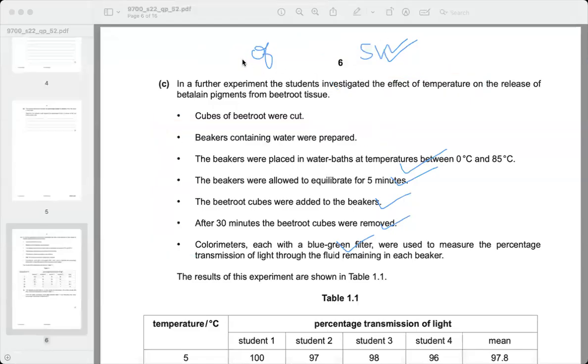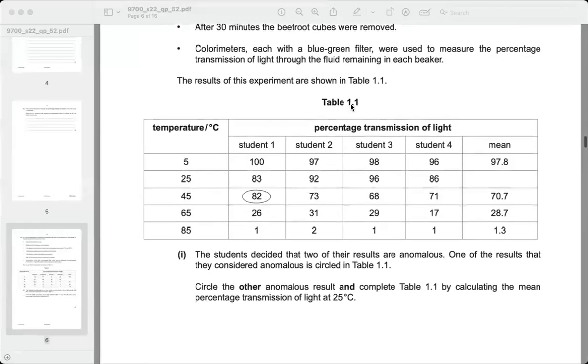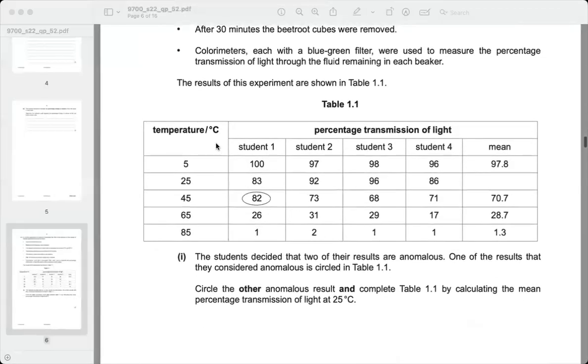As you can see, there is a table at the bottom, and that's what we are going to move to. Here, there is a table showing the temperature and percentage transmission of light for 4 different students, and they have taken the mean. Obviously, if you see in this question, you see this particular part empty. So we know that a question is soon going to come about this empty part where they might ask us to calculate the mean.